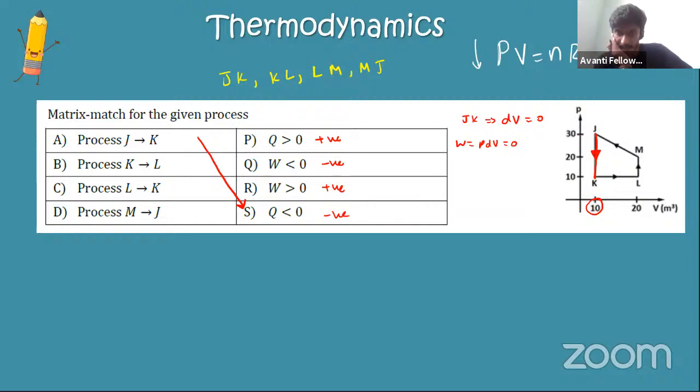Am I clear with the first process, students? Work done is equal to 0 because there is no change in volume, and Q is negative because pressure decreases and temperature decreases, and due to the decrease in temperature, there's a decrease in heat. Cool, right? Yeah, awesome. If it is clear, then I want you to answer for KL. So now we are going to consider this process KL. What is going to happen to the work?